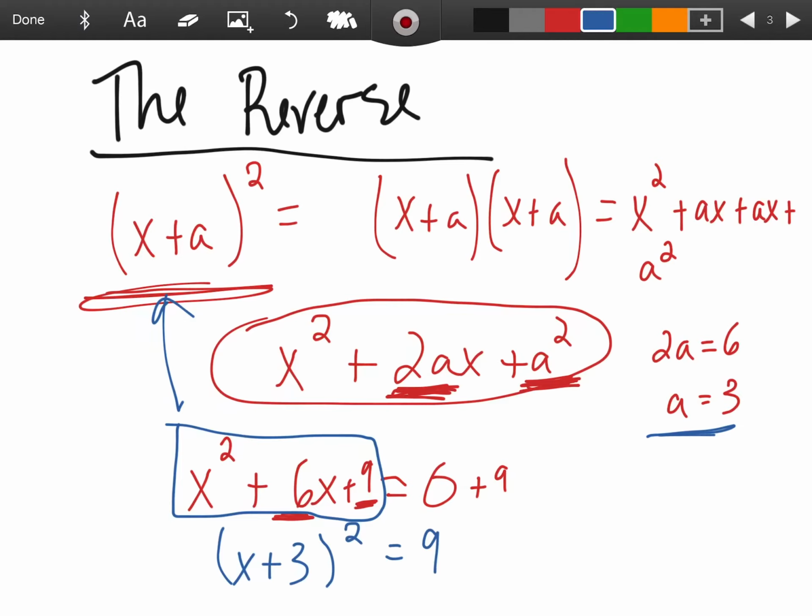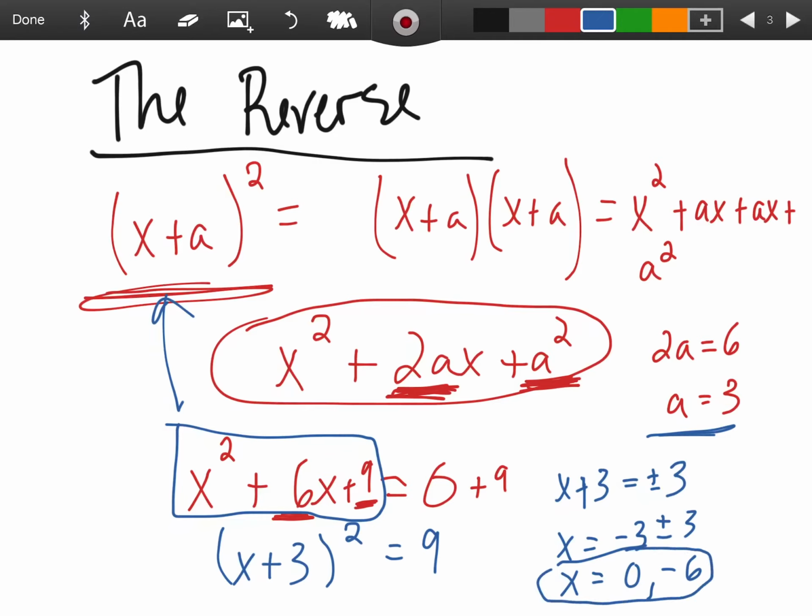All right, and then we would just extract square roots to solve from there. So we get x plus 3 is equal to the square root of 9, which is 3, and of course it's positive or negative. So x equals negative 3 plus or minus 3. x equals negative 3 plus 3 gives me 0. Negative 3 minus 3 gives me negative 6. All right, so that is how we use completing the square.